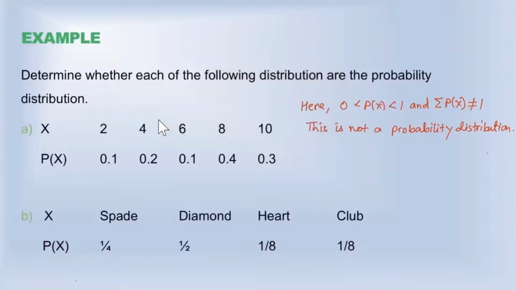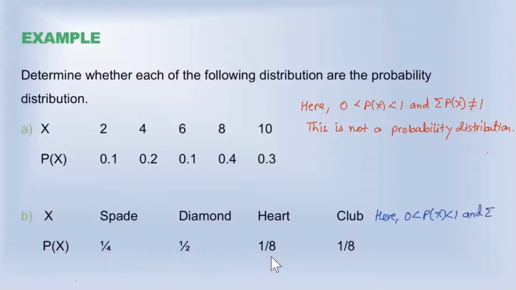Let's look at B. We have a similar thing. You have the X values, and then they have given the probabilities. Let's find out whether the probabilities are between 0 and 1 or not. Are these values between 0 and 1? Look at that. 1/4, 1/2, 1/8. 1/4 is 0.25, 0.5, yes, and this is 0.125. So everything is between 0 and 1, right? Yes. So first condition is true. The probabilities are between 0 and 1.